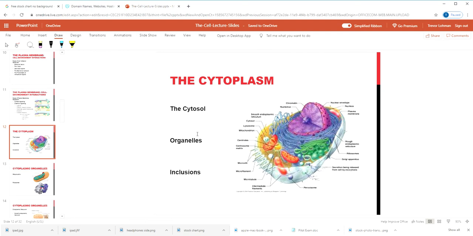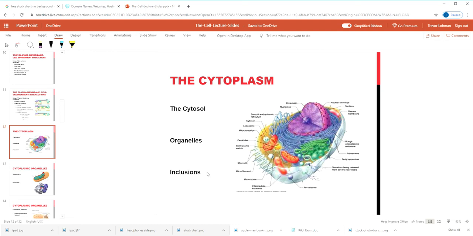We have cytosol. This is the fluid that everything is floating in. Organelles are the metabolic machinery of the cell. Inclusions are just some other thing that's included within the cell, and it is going to be based on cell type. So let's say we're talking about muscle cells. We're going to have lots of myoglobin stored within the cell. That's an inclusion. If we're talking about a fat cell, we're going to have a big droplet of triglyceride stored within the cell. That's another inclusion.